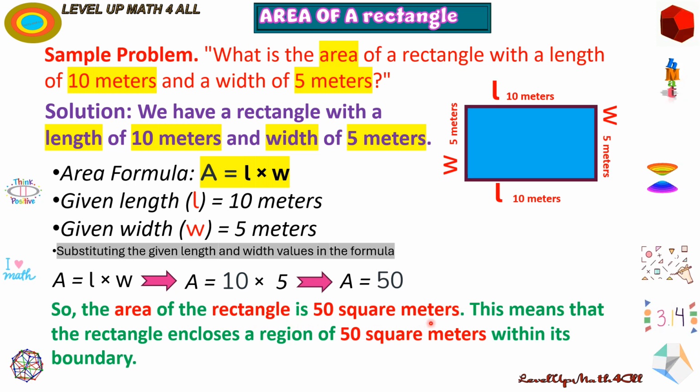Remember this: when you calculate the area of any 2D shape, if it is in meters, the answer will be in square meters. If it is in centimeters, the answer will be in square centimeters. So here we have 5 meters and 10 meters, and the answer we got is in square meters. If it is 5 centimeters and 10 centimeters, the answer will be 50 square centimeters. So the area of this particular rectangle is 50 square meters.